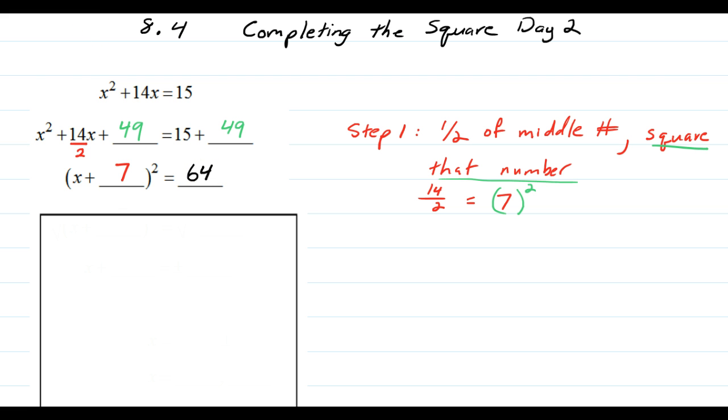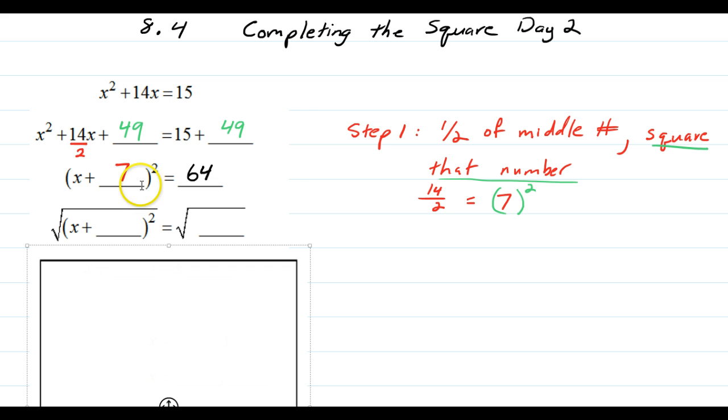Now the whole reason that we're doing this is because when I have something squared, I can take the square root of it. So if I can square root both sides, that's going to cancel out this square. I haven't done anything to the 7. The 7's still there. And the square root of 64.